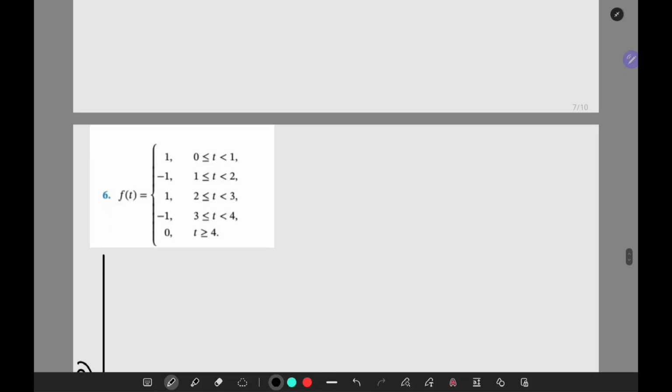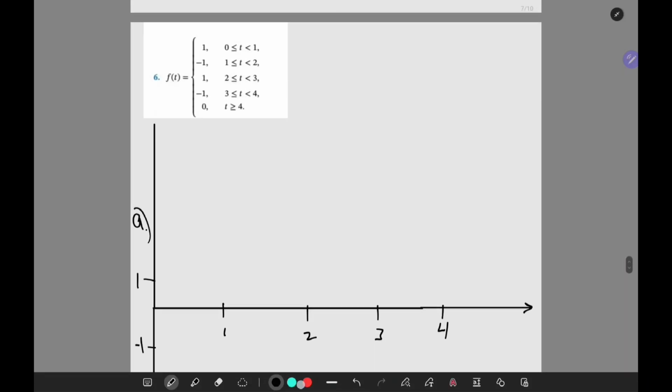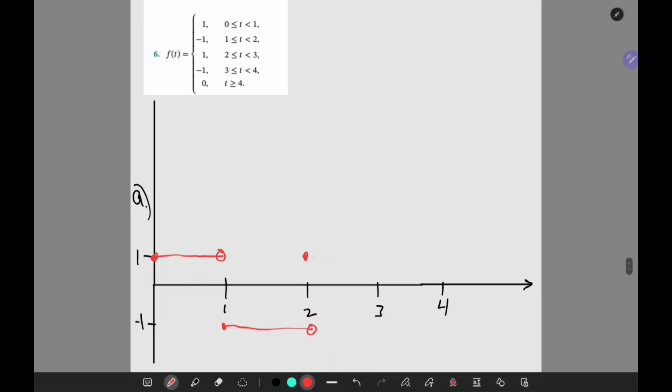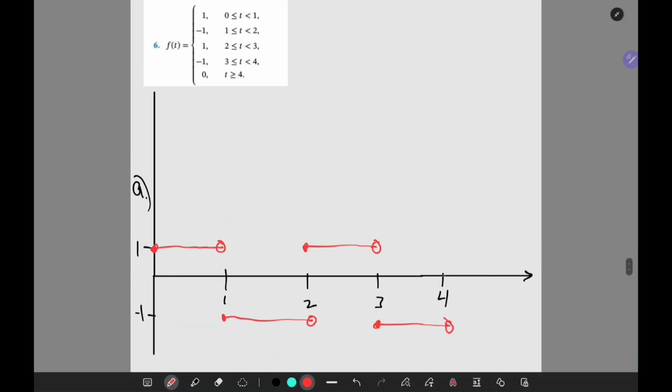But anyways, number 6. Part A. Let's graph it. 1 from 0 to 1. -1 from 1 to 2. Oh, -1, sorry. 1 from 2 to 3. -1 from 3 to 4. And then 0 from 4 and onwards.